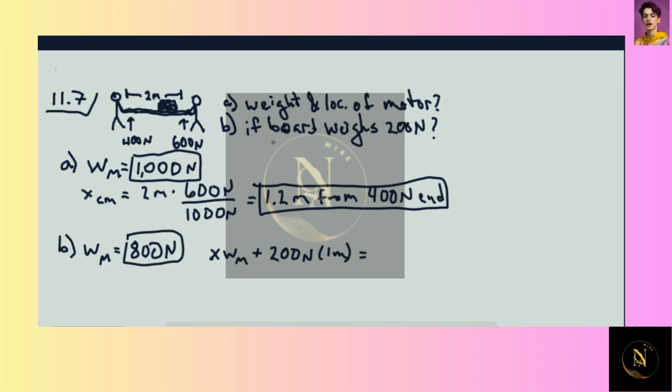It has to be equal to the torque that's being exerted about this side, which will be 600 newtons times 2 meters. And so in that case, it is 1.25 meters from that end again, or 0.75 meters from the other end.